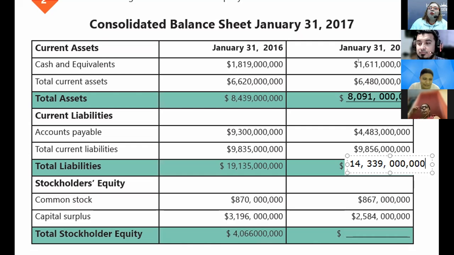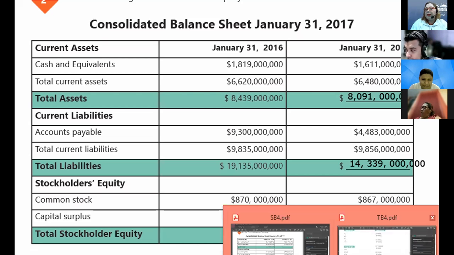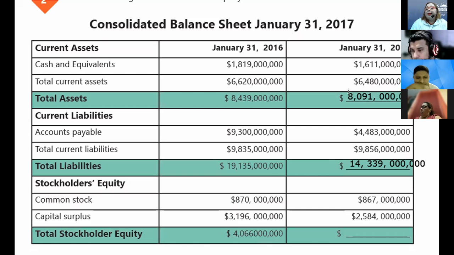So now let's try to read the sums, okay? And we are going to say they need the total assets and liabilities, right? Assets and liabilities. So let's do the addition. So it is this amount plus this amount equals, that's what we need, the result, right? So let's try to read these, let me use the calculator here. Okay, that will be 8,091,000,000.